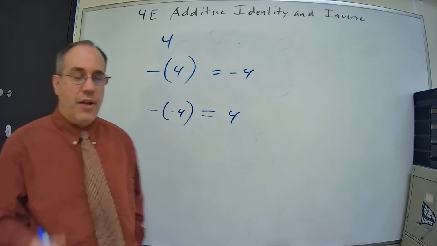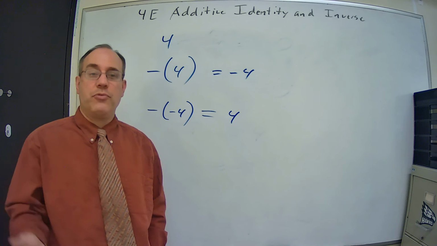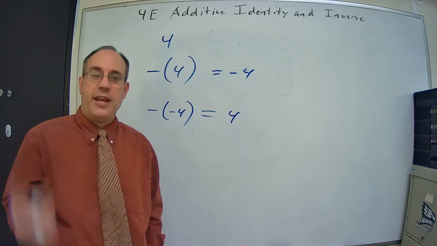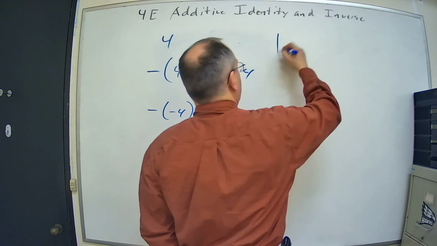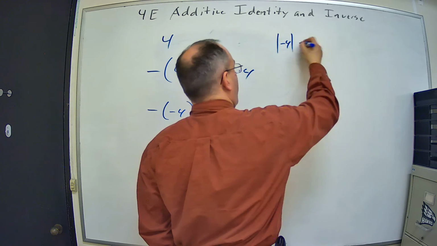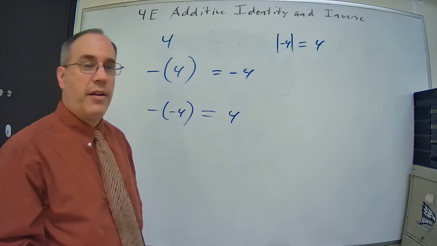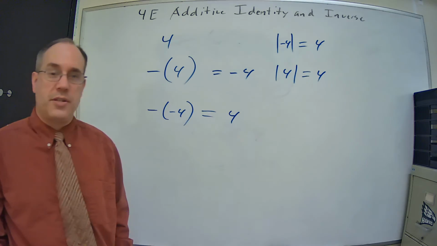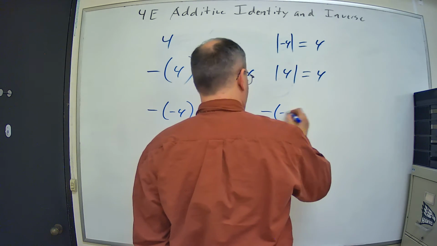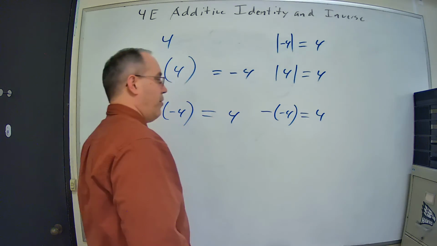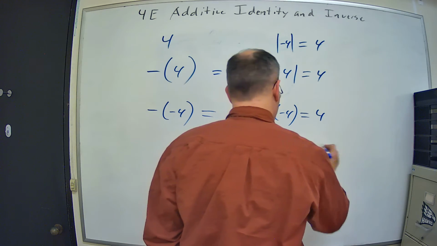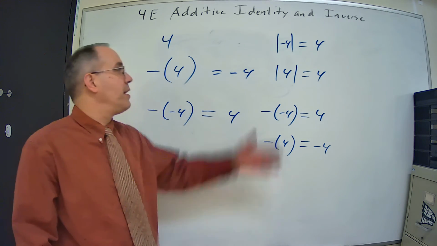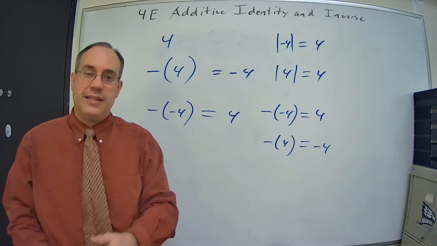Now this is different than absolute value. Remember, absolute value just took away the sign. Negation changes the sign. If you have the absolute value of negative 4, that's equal to 4. If you have the absolute value of 4, that's equal to 4. It just drops the sign. Whereas if you have the negation of negative 4, that's positive 4. If you have the negation of 4, that's negative 4. So negation changes the sign. Absolute value eliminates the sign.